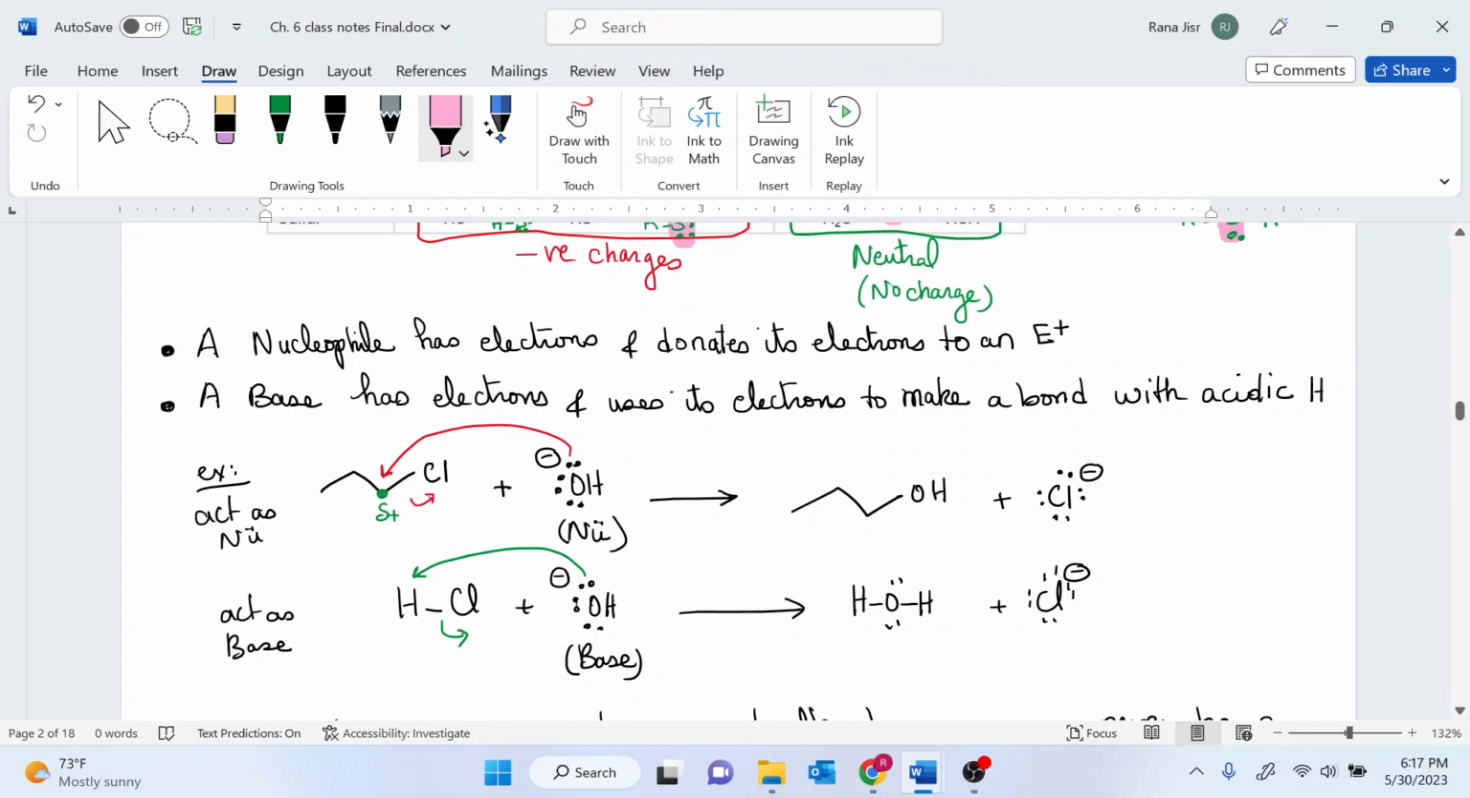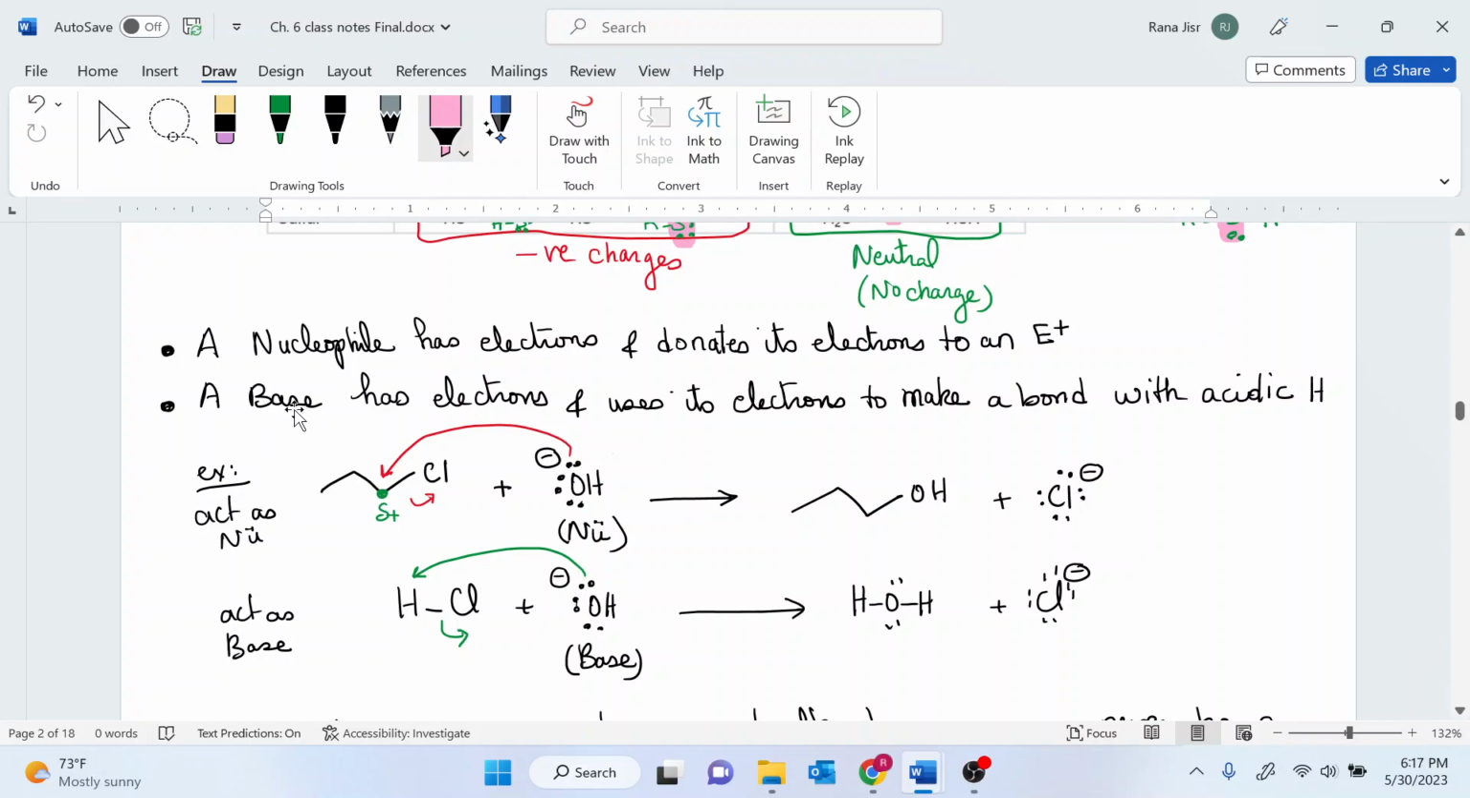So what's the difference between a nucleophile and a base? Because both have lone pairs in there. By definition, a nucleophile is a base. All the nucleophiles are bases. Let's have an example, OH minus. This one is a base because it's a negative charge. It's a nucleophile because it has a lone pair. So OH minus is both a base and a nucleophile.